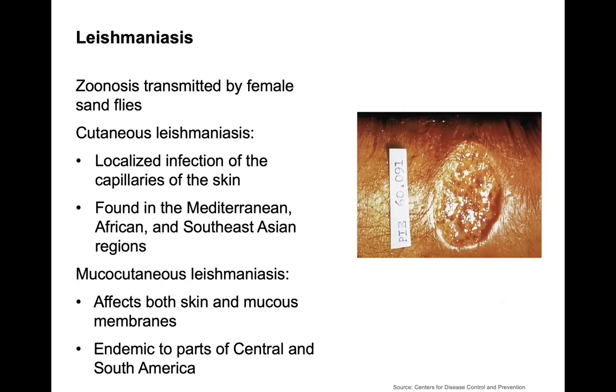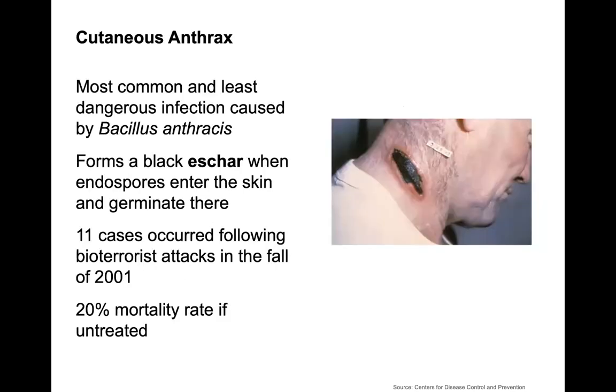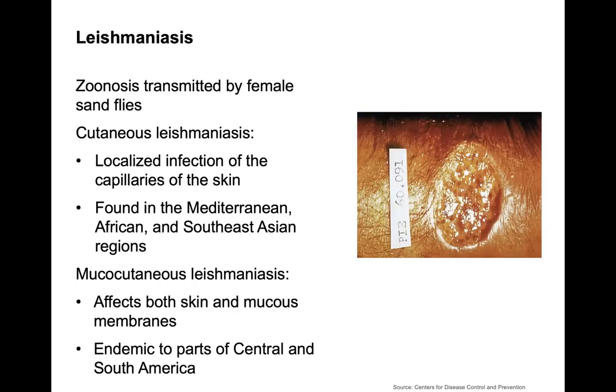And leishmaniasis, you can have two types. You can have what they call cutaneous leishmaniasis. This is a localized infection of the skin and capillaries of the skin. It's typically found in the Mediterranean, African nations, and South Asian regions. Mucocutaneous leishmaniasis affects both the skin and the mucous membranes, and this is endemic to parts of Central and South America. And here you can see an image of cutaneous leishmaniasis.